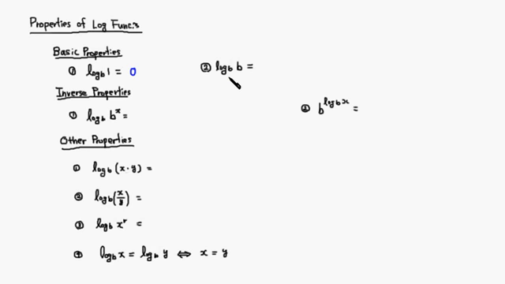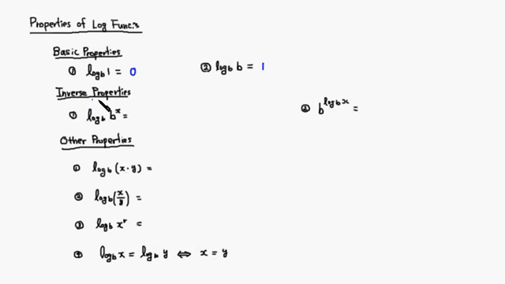Or if you plug in the base into the log function, so log to the base b of b is going to be, the power we need to raise b to obtain b would be 1. So it's going to be 1. Those are basic properties, and you can always go back to the definition to find those values. You don't have to memorize them, but sometimes it's convenient to memorize them.